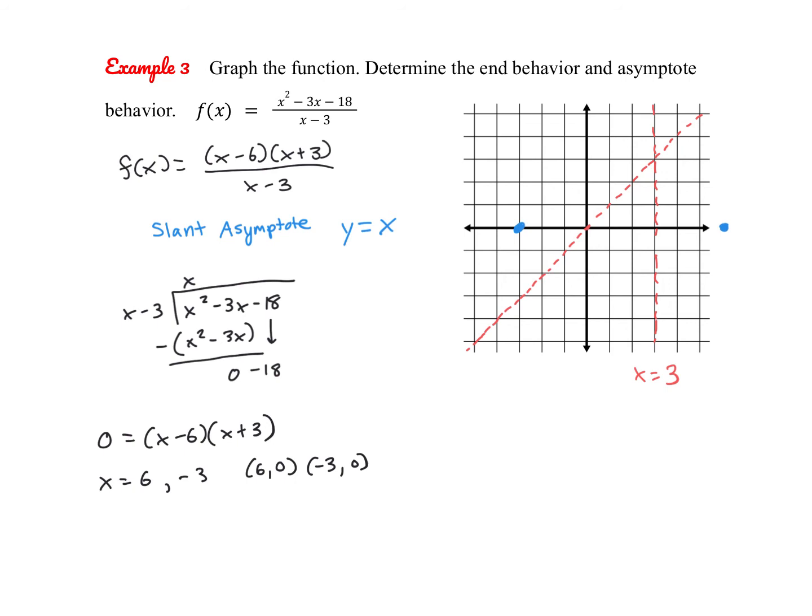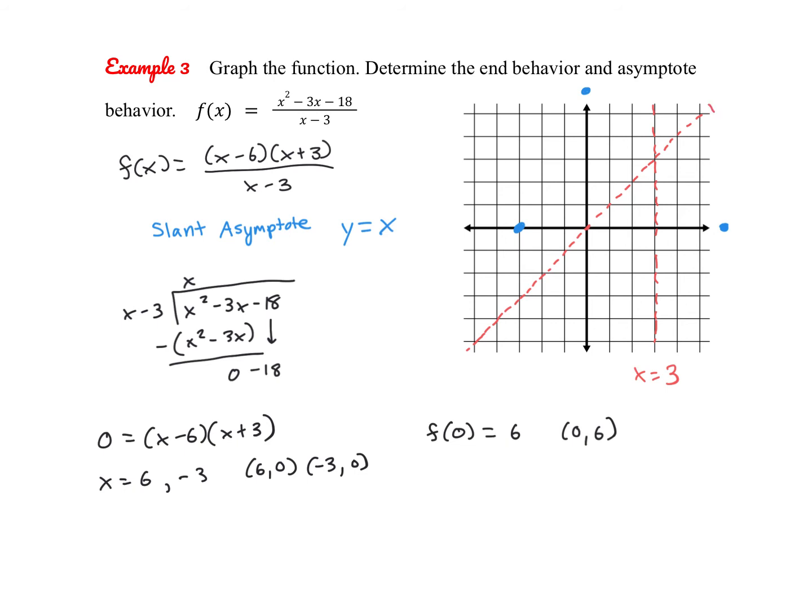And then we are also going to find our y-intercept. So let's find f of 0. For this, it might be easiest to look at our original equation. This becomes 0, this becomes 0, this becomes 0. All I have left is negative 18 divided by negative 3, which is positive 6. So 0, 6 is our y-intercept. So it's up here.